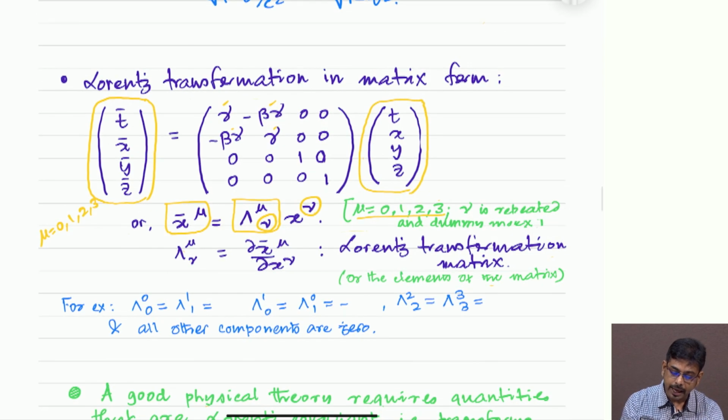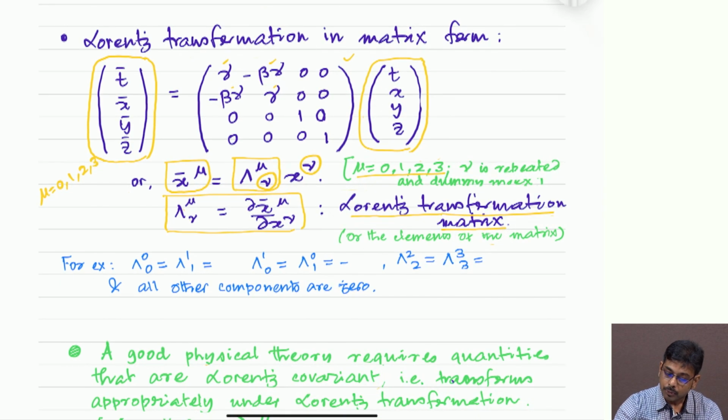Or in other way, we can say that the definition of this Lambda mu nu, which essentially depicts this 4 cross 4 matrix, the Lorentz transformation matrix that we just talked about, is defined by del x bar mu by del x nu, and this is what we define as a Lorentz transformation matrix in component form. Now, what will be the different components of this Lorentz transformation matrix?